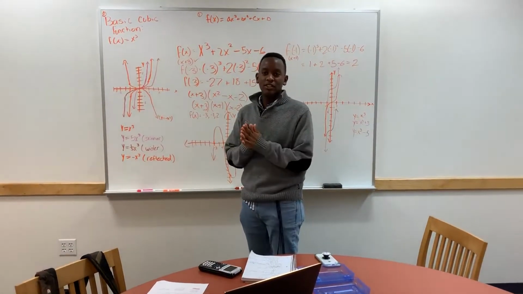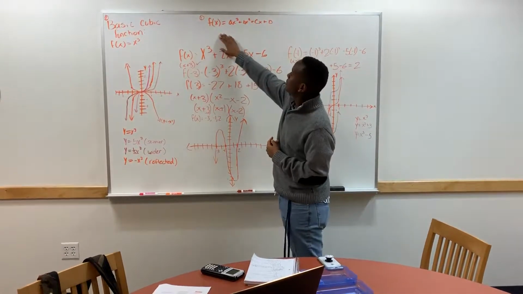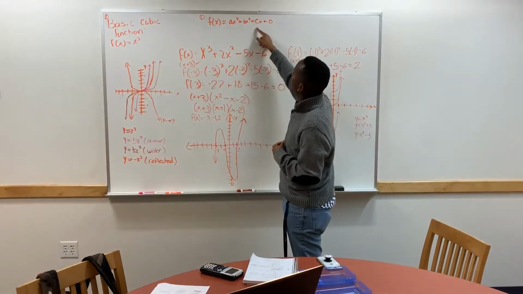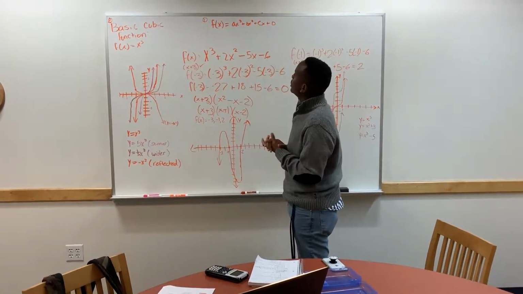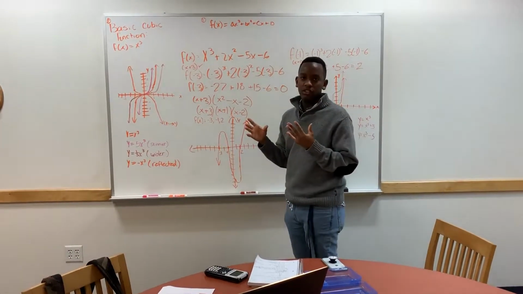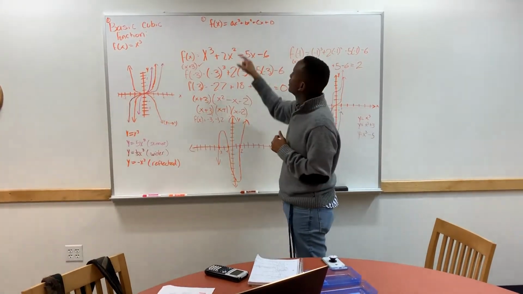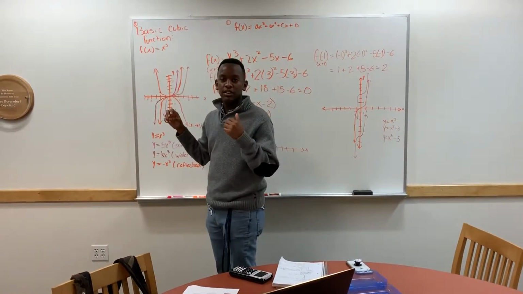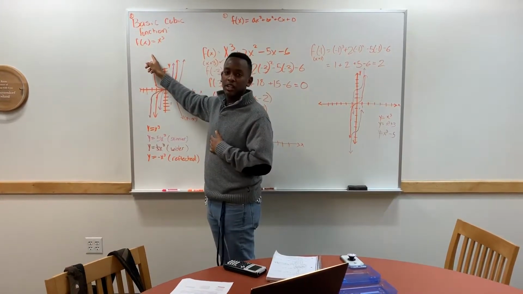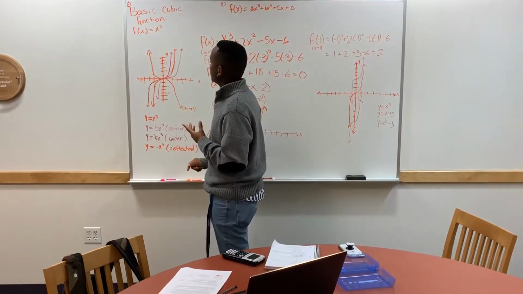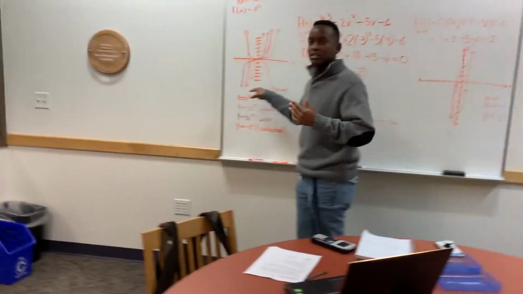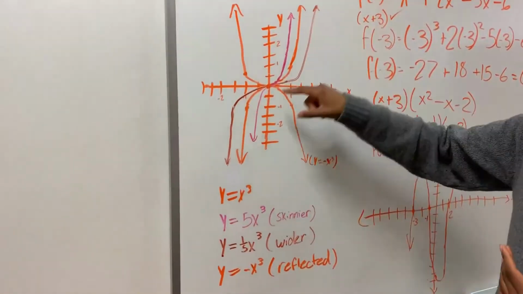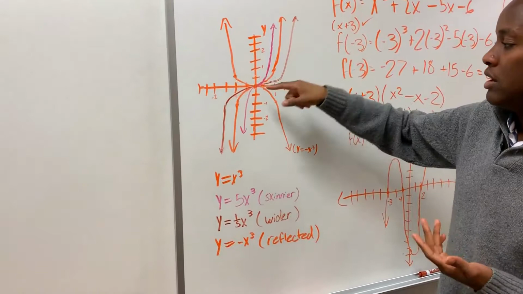So let's talk about cubic functions today. The basic form of the cubic function would be f of x equals ax cubed plus bx squared plus cx plus d. For cubic functions, the main feature is that the highest power is 3. The most basic cubic function is f of x equals x cubed, and what that looks like is this function right here. It just reflects across the origin.